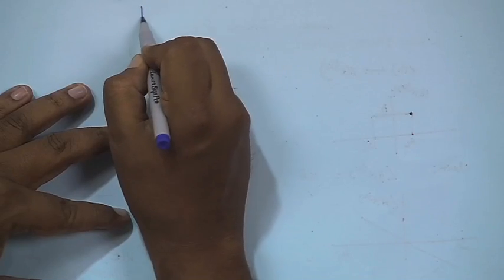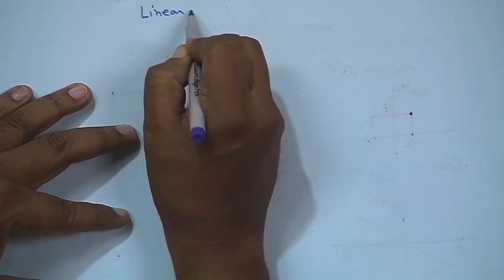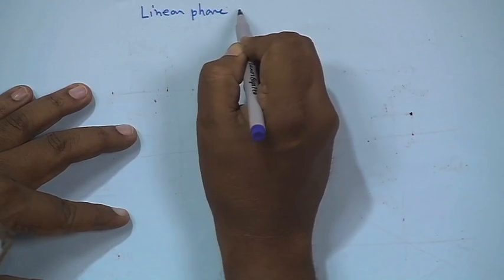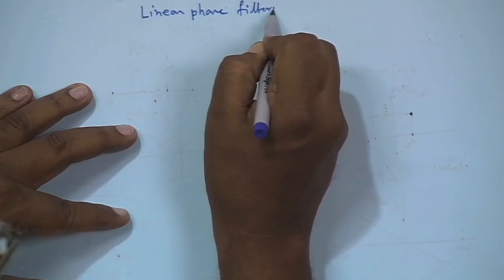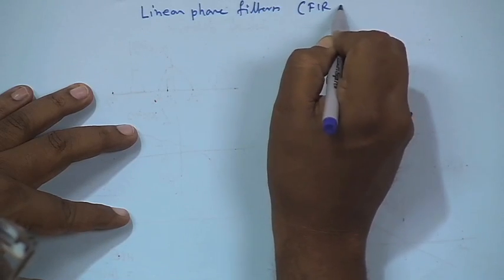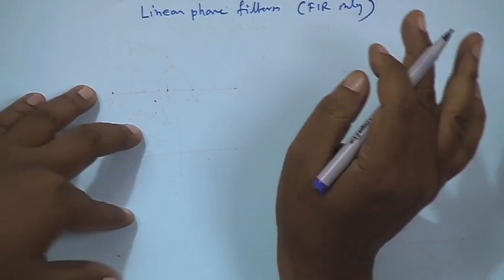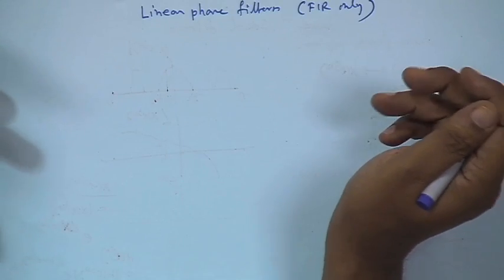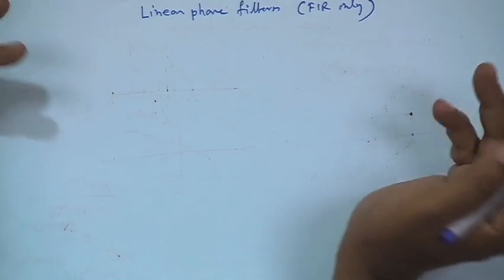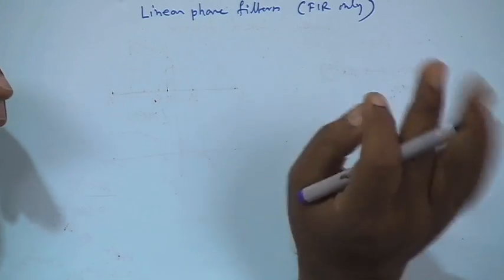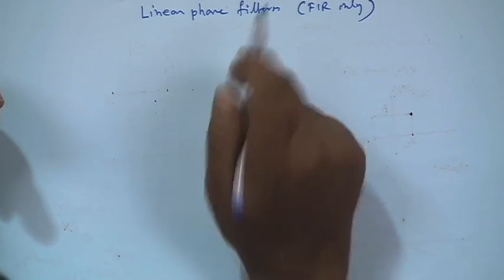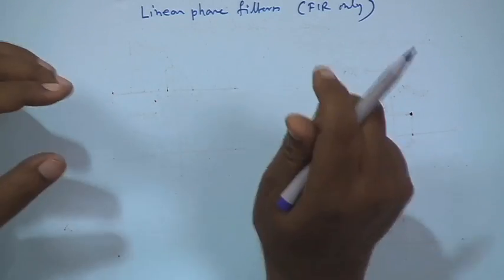Linear phase filters, FIR only. IIR filters cannot be made to be, we cannot give any guarantee that IIR filters will give a linear phase response. But for FIR filters, yes, we can make sure in our design process, we can impose some condition on the filter coefficients, which will guarantee that phase is linear.